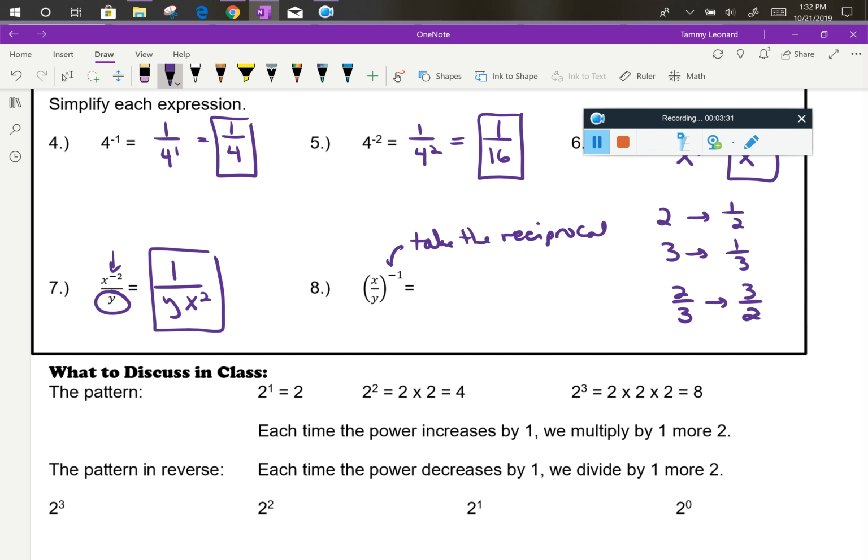So that's what's going to happen when we see a fraction being raised to the power of -1. The y becomes the numerator, the x becomes the denominator, and that's our answer.